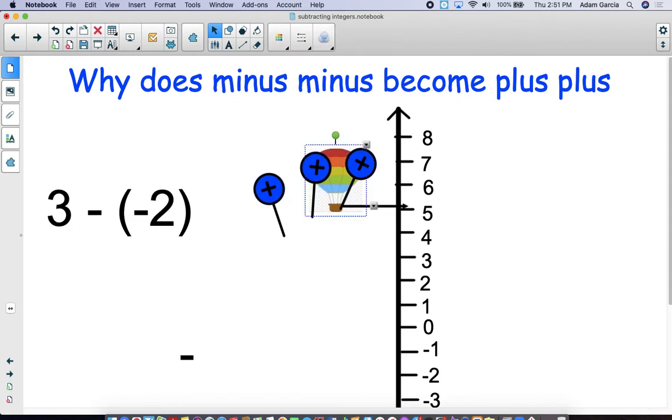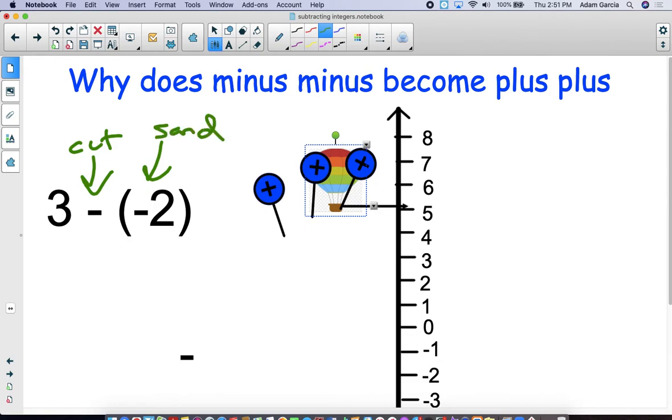Because think about what we just did. We subtracted by cutting -2. By subtracting -2, it went up, right? Added 2. So this would equal 5. This is the cutting of 2 sandbags. So this would equal 5.